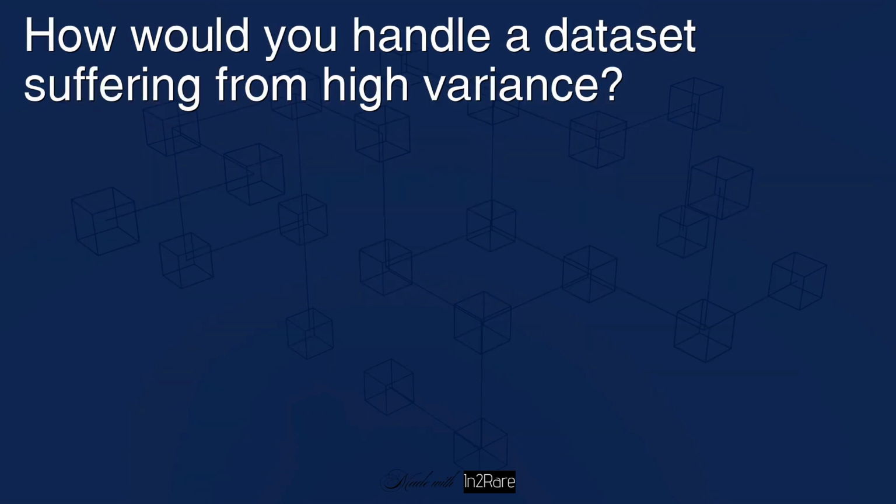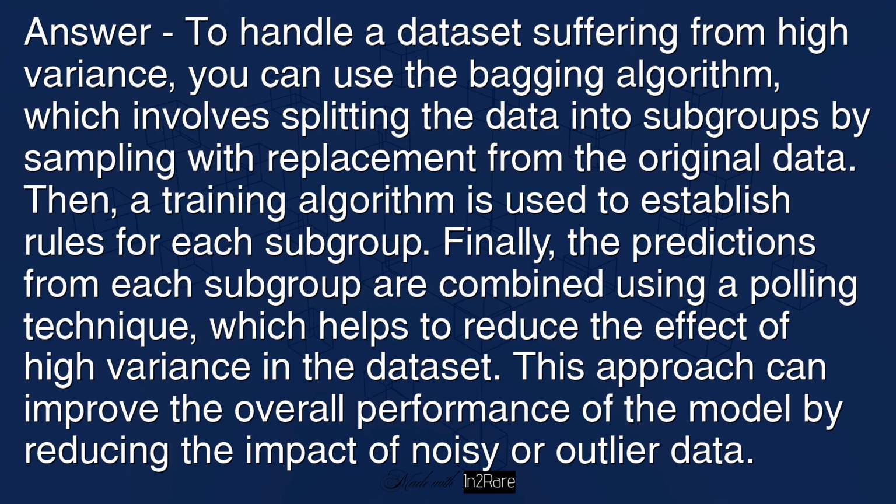How would you handle a dataset suffering from high variance? Answer: to handle a dataset suffering from high variance, you can use the bagging algorithm, which involves splitting the data into subgroups by sampling with replacement from the original data. Then, a training algorithm is used to establish rules for each subgroup. Finally, the predictions from each subgroup are combined using a polling technique, which helps to reduce the effect of high variance in the dataset. This approach can improve the overall performance of the model by reducing the impact of noisy or outlier data.